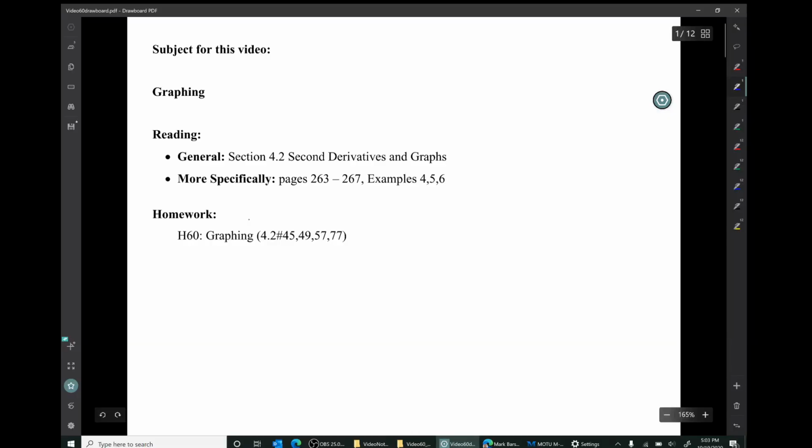This material is from section 4.2, Second Derivatives and Graphs. More specifically, it's from sort of the middle of the section, pages 263 to 267. These three examples, 4, 5, and 6 in the book, are similar to some things that we do in this video. The corresponding homework is this collection of 4 exercises from section 4.2.